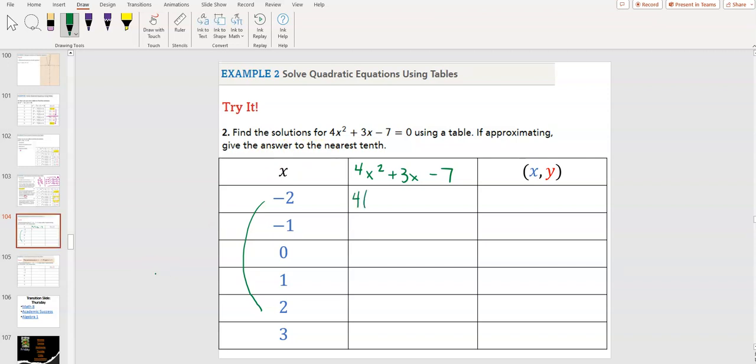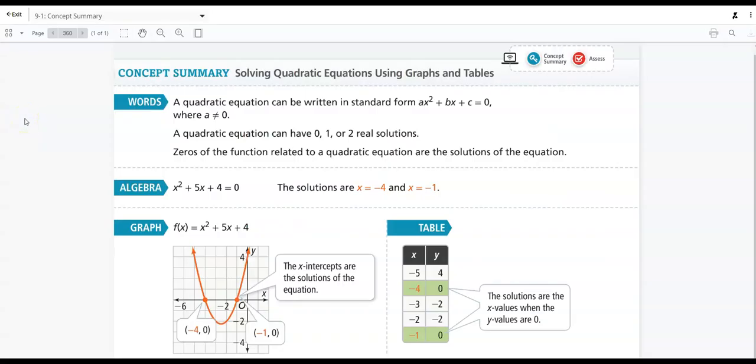Okay, so for this one, I'm going to do 4 times -2 squared, because I'm using this x, plus 3 times -2, minus 7, and I'm going to calculate that out. So this is going to be 4 times 4 is 16, plus -6, so that's 10, take away 7 is 3. So if x is -2, y is 3. All right, and then you go ahead and do that for the rest of the numbers and find your values of y. Find the y values. Find your solutions when y is 0. That's your goal.